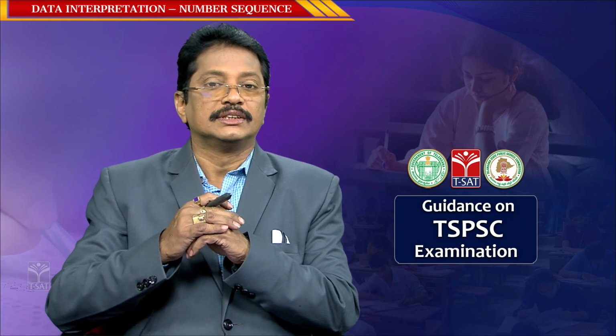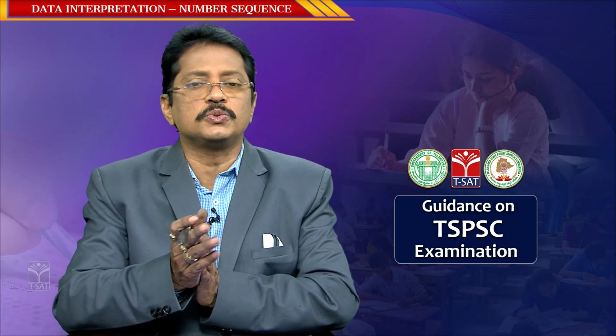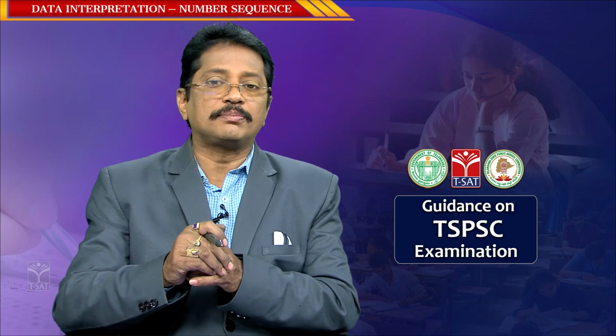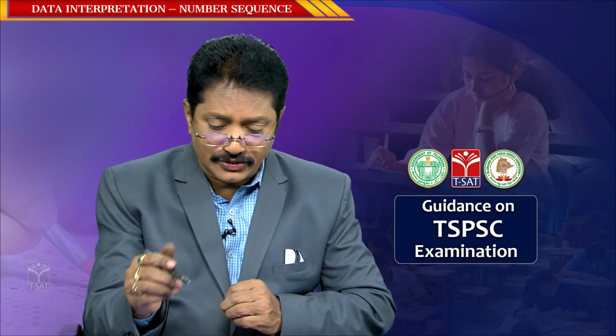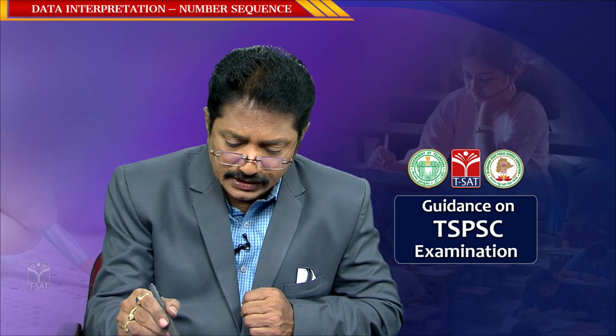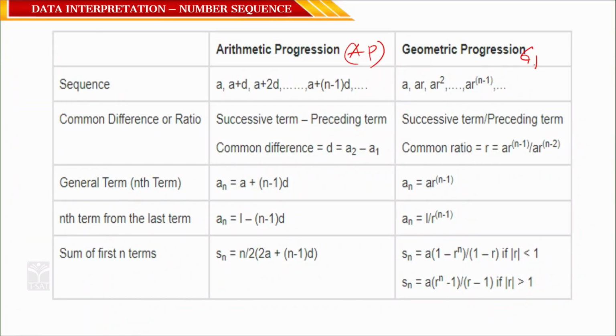Okay. Now, we will compare these two progressions, arithmetic progression and geometric progression. Of course, this is AP and this one is GP. Now, what is the sequence here? Generally, you can say A, A + D, A + 2D, up to A + (n - 1)D. Here, A, AR, AR square, AR to the power of n - 1, and so on. That is a sequence.